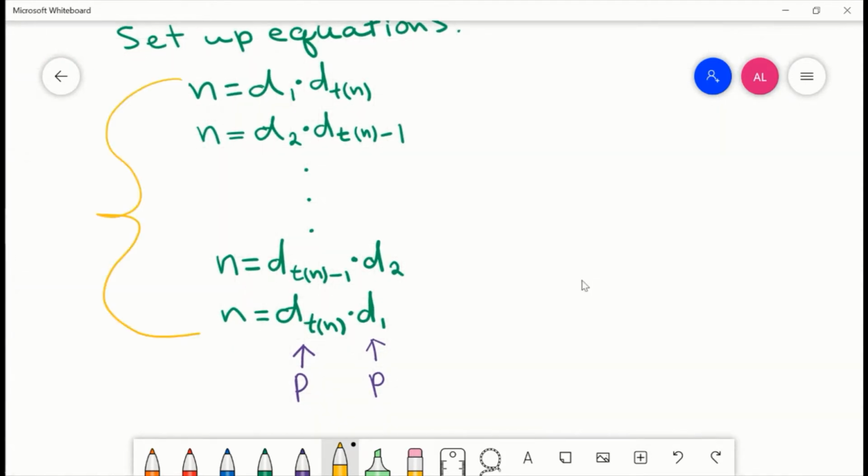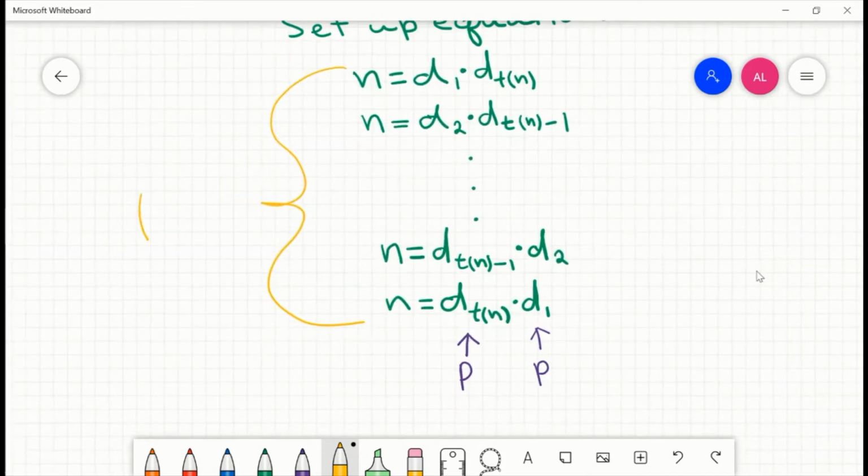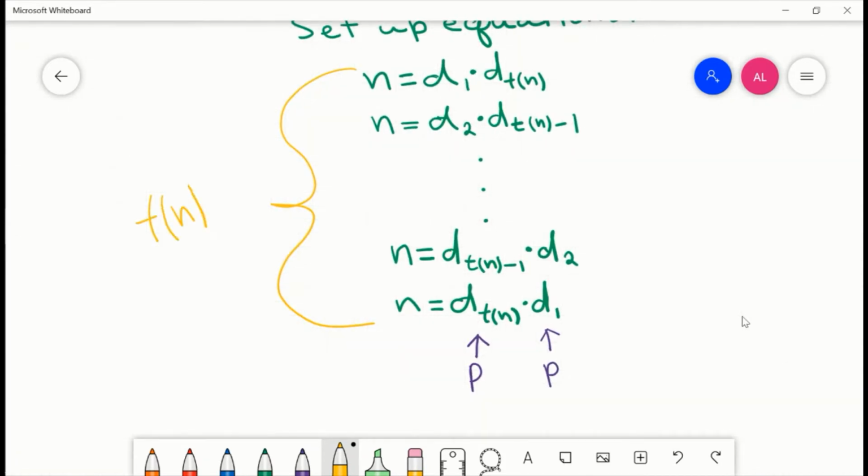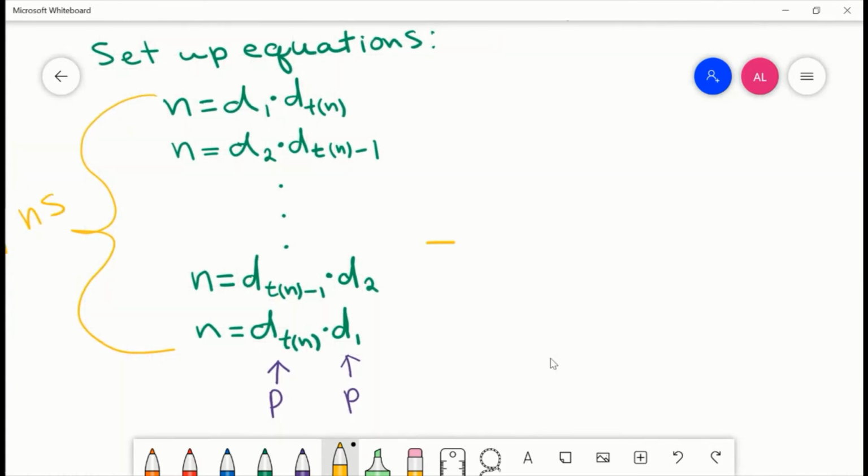Now, what happens to the left-hand side? Well, it's n times itself a number of times, but what is that number? Well, there's t of n equations, as can be seen by these subscripts here: 1, 2, t of n minus 1, t of n equations. So if we multiply n together by itself t of n times, we get n to the t of nth power. So what we get from this whole setup is that n to the t of n is equal to p squared, which immediately yields p is equal to n to the t of n over 2.